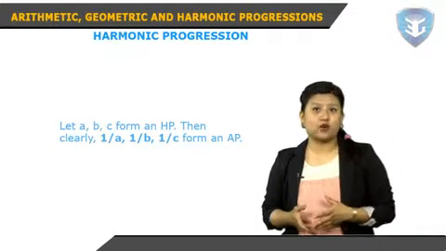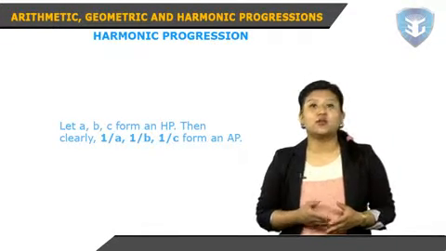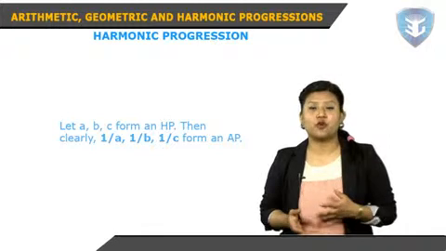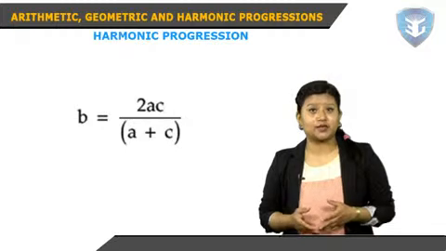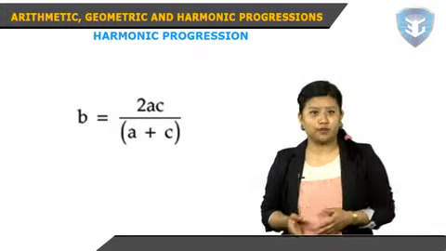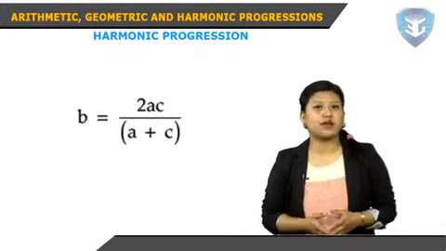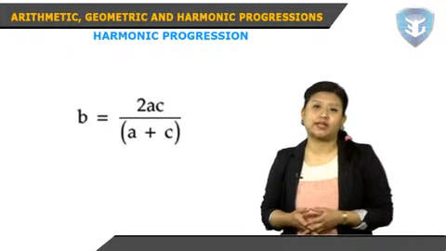Let a, b, c form an HP, then clearly 1/a, 1/b and 1/c form an AP. In this case, b equals 2ac/(a+c), where b is called the harmonic mean. Problems related to HP are generally solved by converting it into an AP.